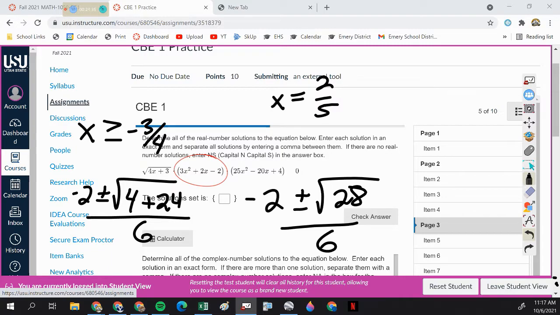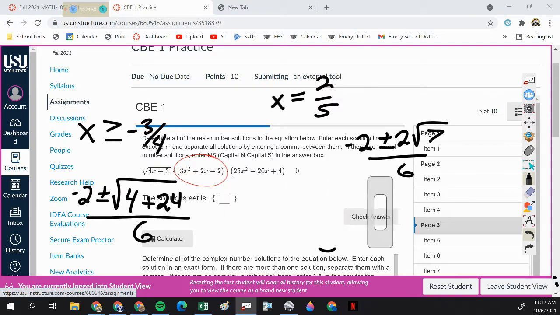Sorry, I'm going really fast. You got it? Okay. This is 2 times 2 times 7. So I can bring out a 2, and I get negative 2 plus or minus 2 root 7 over 6. Can I simplify that? Yes. Pull a 2 out of everything. Negative 1 plus or minus root 7 over 3.